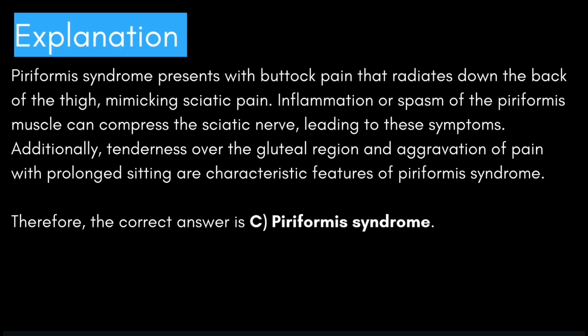Piriformis syndrome presents with buttock pain that radiates down the back of the thigh, mimicking sciatic pain. Inflammation or spasm of the piriformis muscle can compress the sciatic nerve, leading to these symptoms. Additionally, tenderness over the gluteal region and aggravation of pain with prolonged sitting are characteristic features of piriformis syndrome. Therefore, the correct answer is C, piriformis syndrome. Moving on to see why the other answer choices are incorrect.